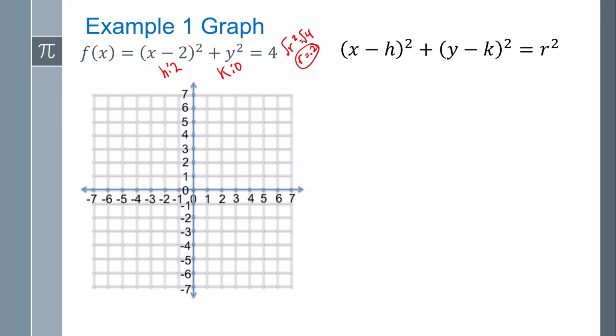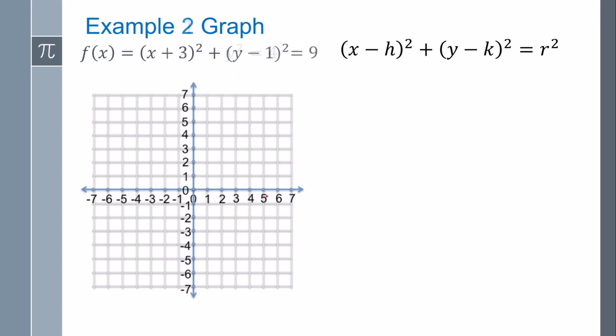So once you have that, plot the center. So the center is 2, 0, right? h, k, so 2, 0. And then from there, draw in the radius. Now it's kind of hard to draw circles. It's like a weird thing. They're going to kind of look diamondy. So that's okay. Just take your time and try and make them as nice and round as possible. But that's our circle. We graphed it.